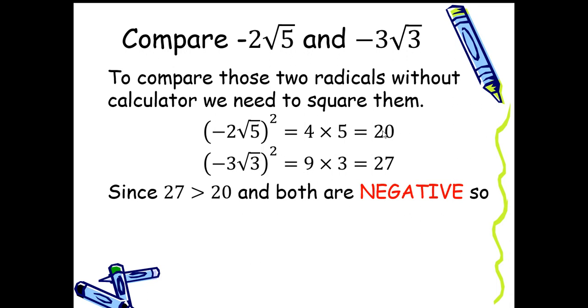Who's bigger here? 27 is bigger than 20. But both are negative. So I cannot say that this is bigger than this. No, this one will be smaller than this one. In the negative, we switch. Why? To understand it more, I really want to give you an example.